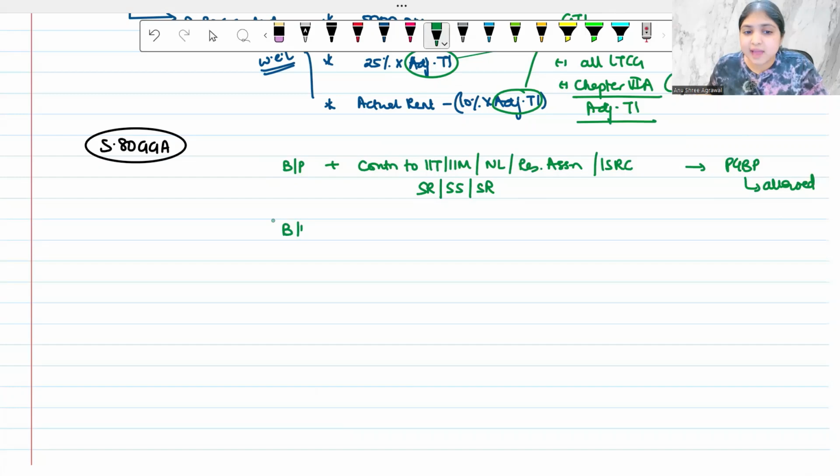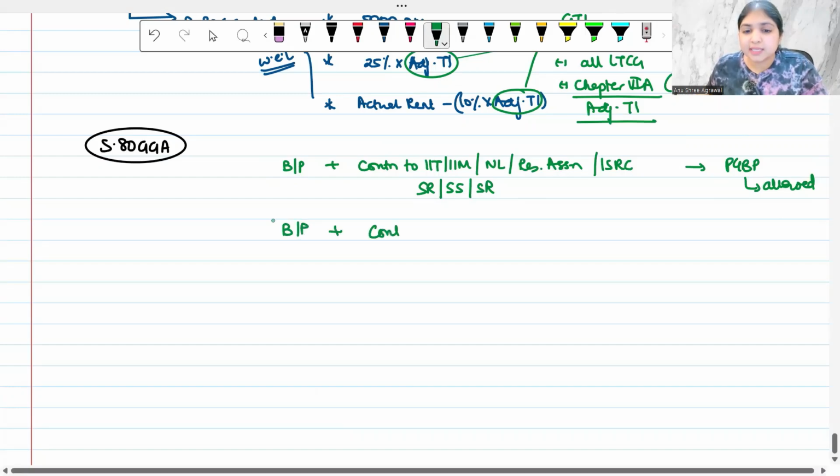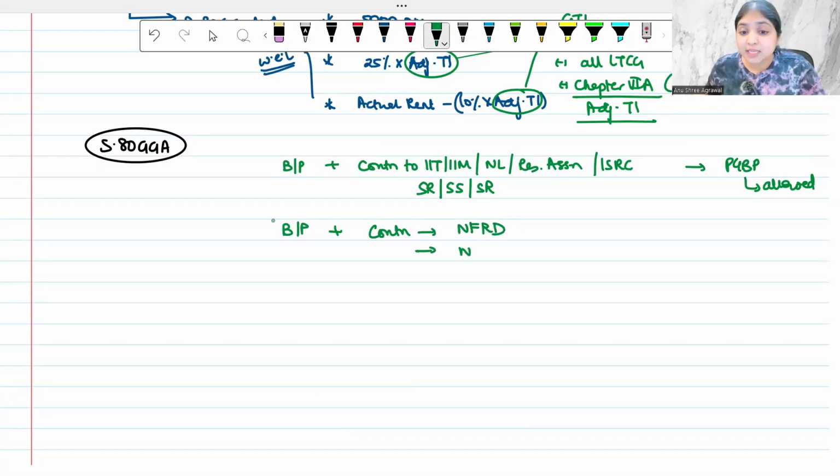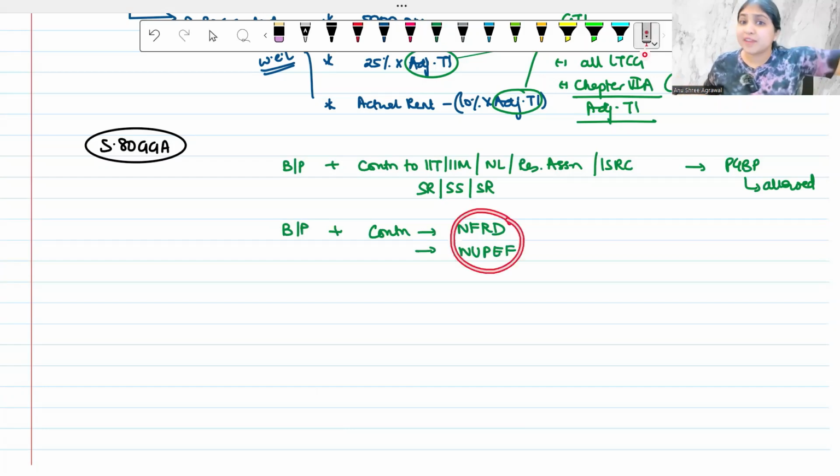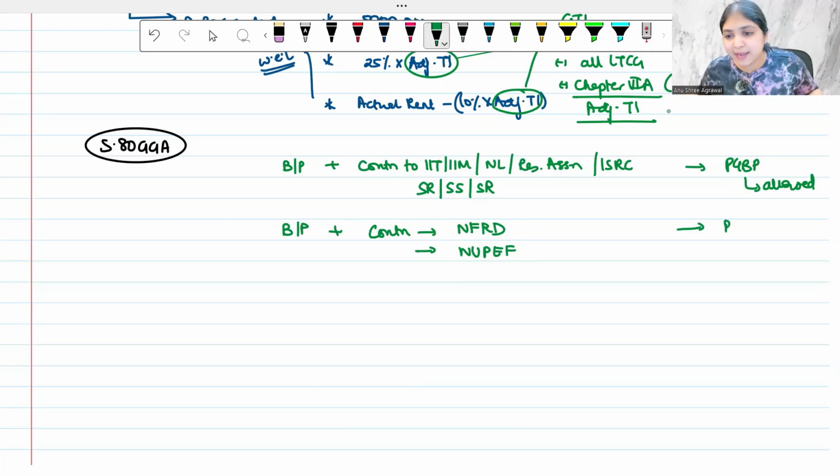Similarly, if the assessee is having a business or a profession, and if the assessee is making a contribution to the National Fund for Rural Development, or to the National Urban Poverty Eradication Fund. Guys, do you remember these two funds? Very recently in the PGBP head, we had discussed this. Do you recall? I had told you very clearly that generally donations go to Section 80G, but donations to the National Fund for Rural Development and the National Urban Poverty Eradication Fund don't go to 80G. Instead, under your PGBP head, it is allowed.